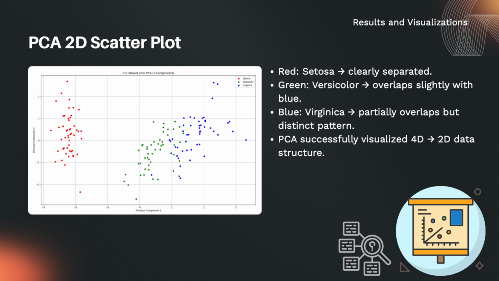These 2D scatter plots show the Iris dataset projected onto the first two principal components. The results are quite intuitive. Setosa, shown in red, forms a clearly separated and compact cluster. Versicolor in green overlaps slightly with Virginica. Virginica in blue shows some overlap but still maintains a recognizable pattern. So, this demonstrates that PCA successfully visualized the overall data structure in only two dimensions.